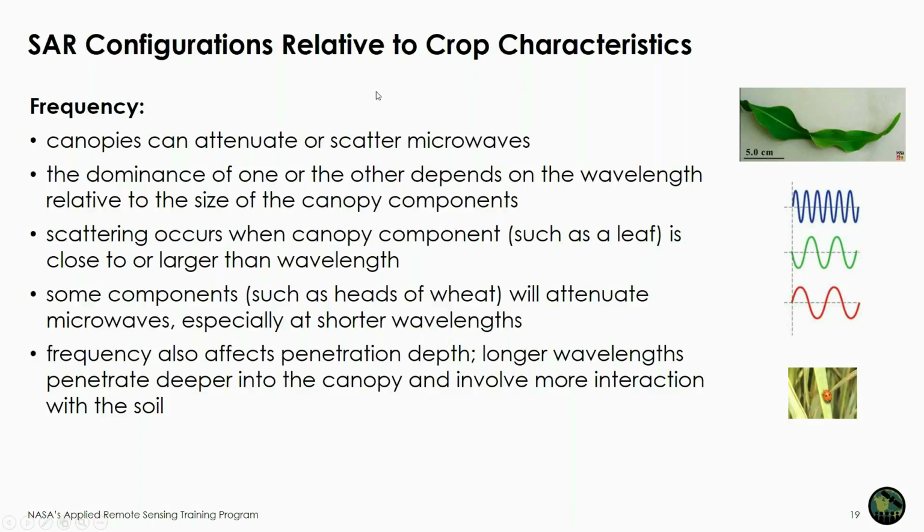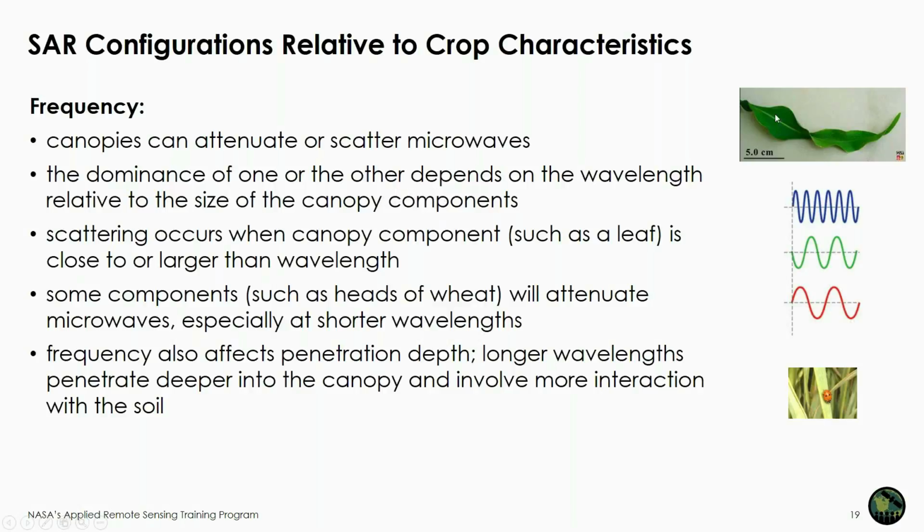As I was talking just a minute ago about the importance of thinking about the wavelength scale relative to roughness on soils, that's true also of crops. So we also here have to think about the frequency as it relates to the structure of the crop components. So canopies can attenuate radar microwaves, or they can scatter radar microwaves, and it's dependent on many different things, but it is very much dependent upon the size of the scattering components in the canopy relative to the wavelength.